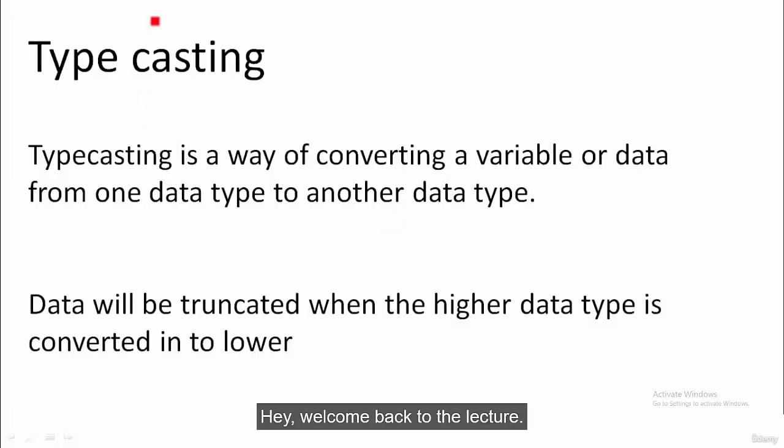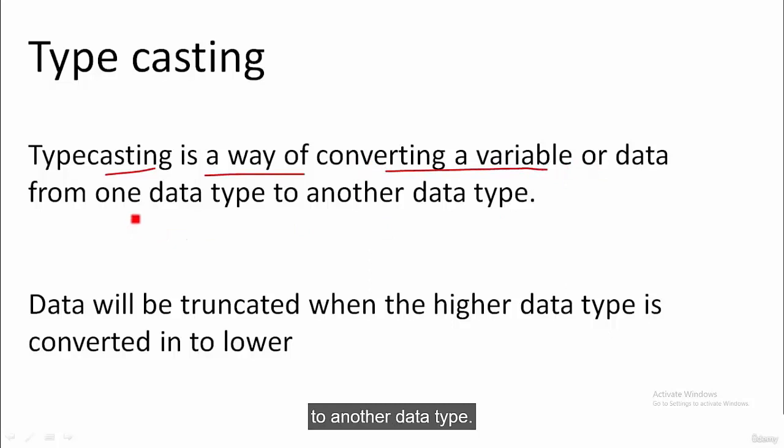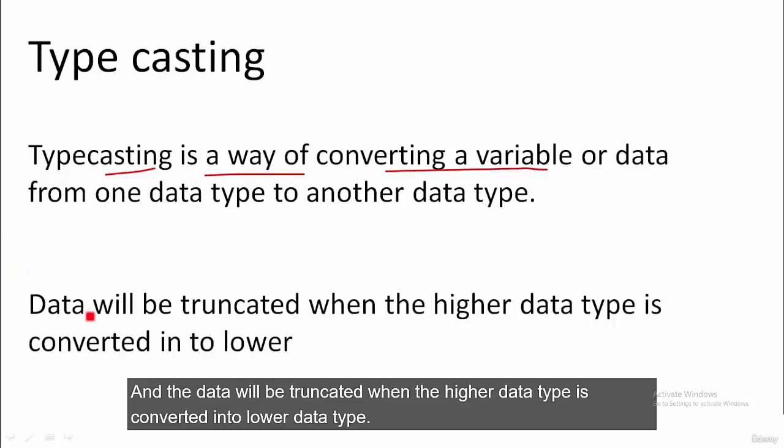Welcome back to the lecture. So in this lecture, let's learn about typecasting. So what is typecasting? Typecasting is a way of converting a variable or data from one data type to another data type. And the data will be truncated when the higher data type is converted into lower data type. So now let's move forward.